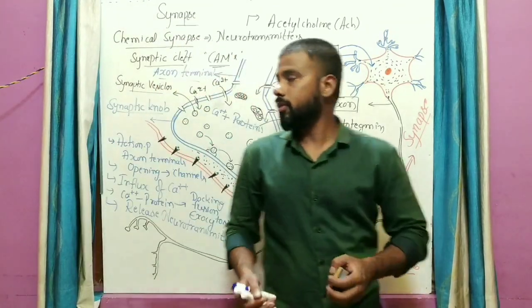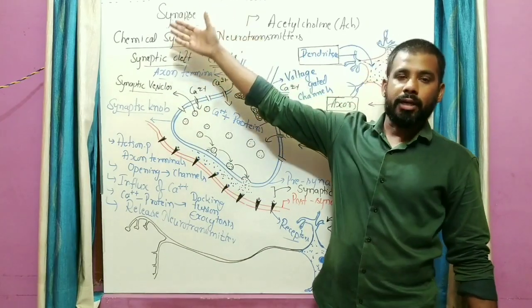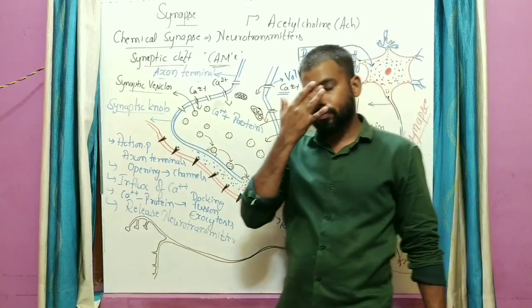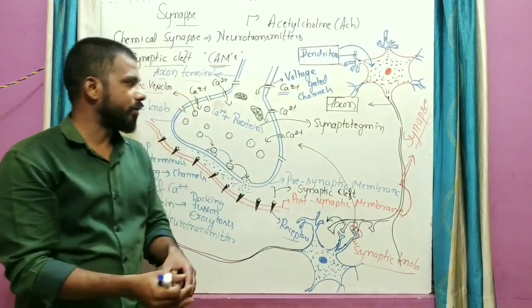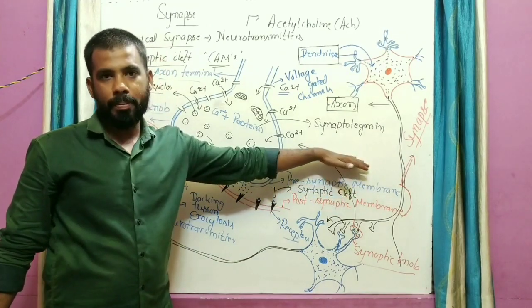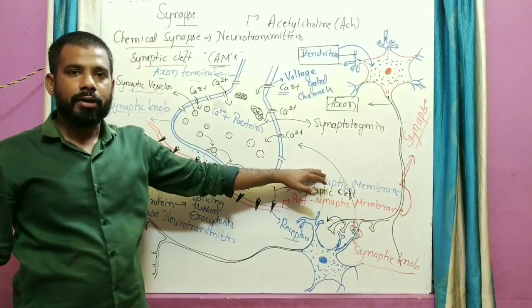So students, this is about the synapse, chemical and electrical synapse, which we have discussed in this lecture. In the next lecture, I am going to explain the neuromuscular junction, and then the further topics will be dealt with in detail.